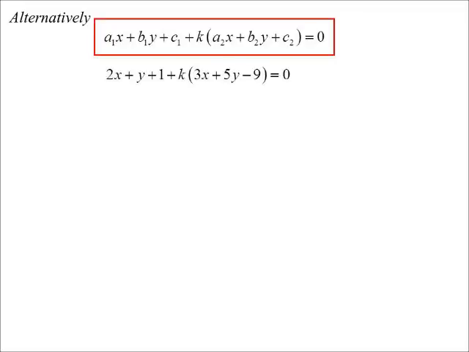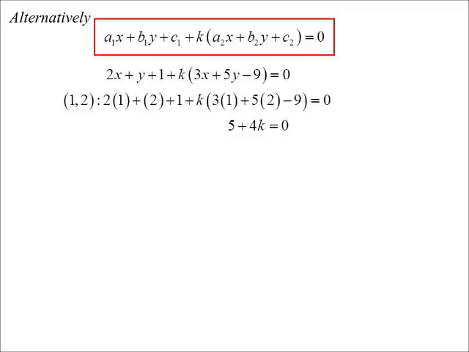So in our question, the equation is going to be this: 2x + y + 1 + some constant times (3x + 5y - 9). The question is, what's the constant? But we have another piece of information, and that is that it goes through the point (1, 2). So if I substitute in the point (1, 2), I can work out what k is. k turns out to be, for this one, -5/14.